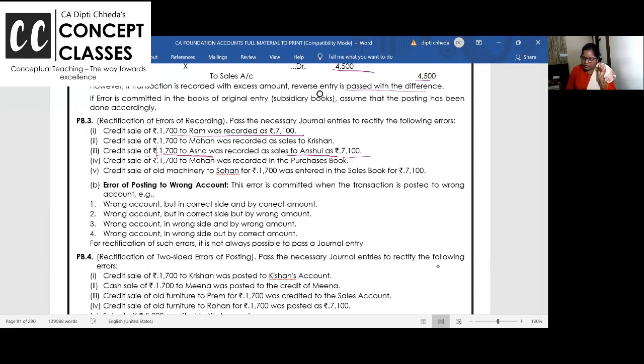You have sold the goods of 1,700, but you have recorded it to Anshul as 7,100. So even the sales account is credited by 7,100, whereas sales is only 1,700. And Asha should be debited. It is not debited. Anshul is wrongly debited, so credited. चलो इसको rectify करेंगे. Wrong amount, wrong account. दोनों हैं इसमें.